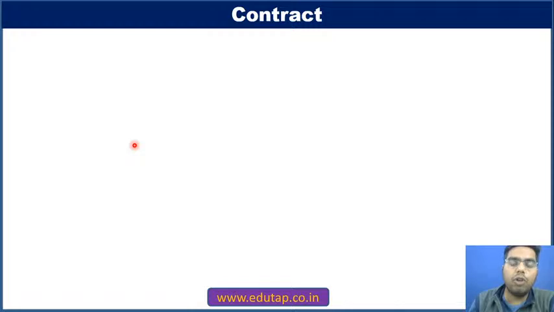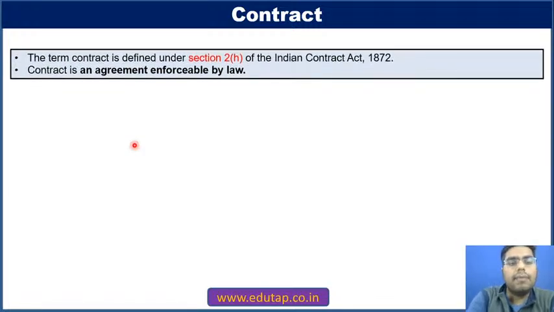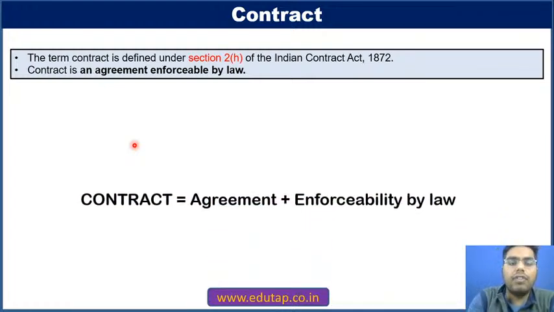Next is contract. What do you mean by contract? The term contract is defined under section 2H of the Indian Contract Act 1872, and contract is an agreement enforceable by law. So there are two terms when I am defining contract. One is agreement and another is enforceable by law. I have told you the definition of agreement. Contract will be agreement plus enforceability by law.